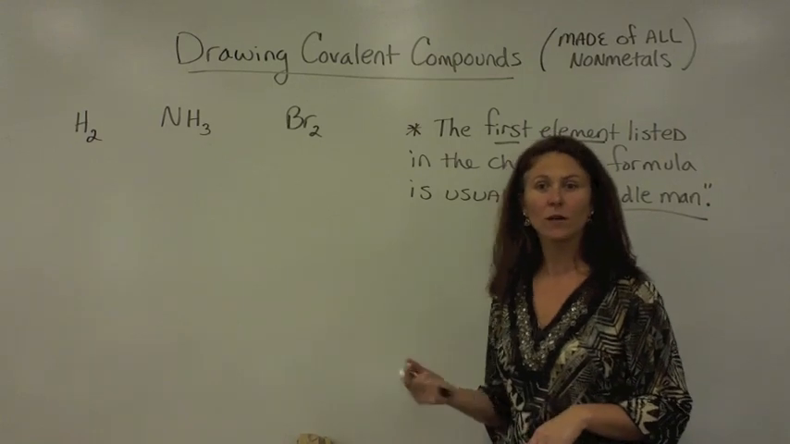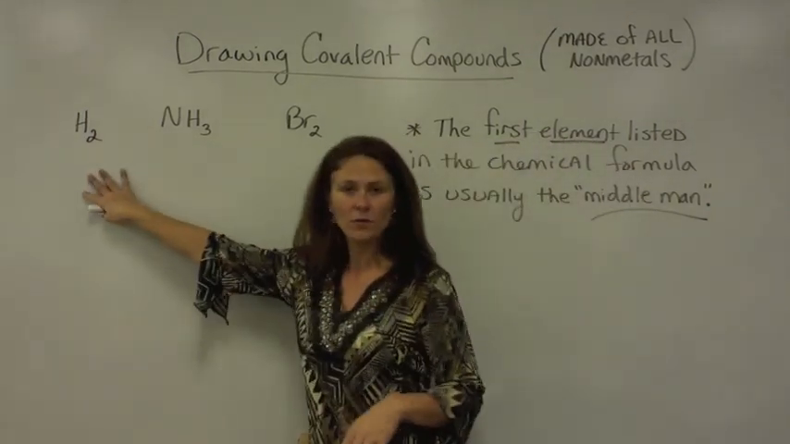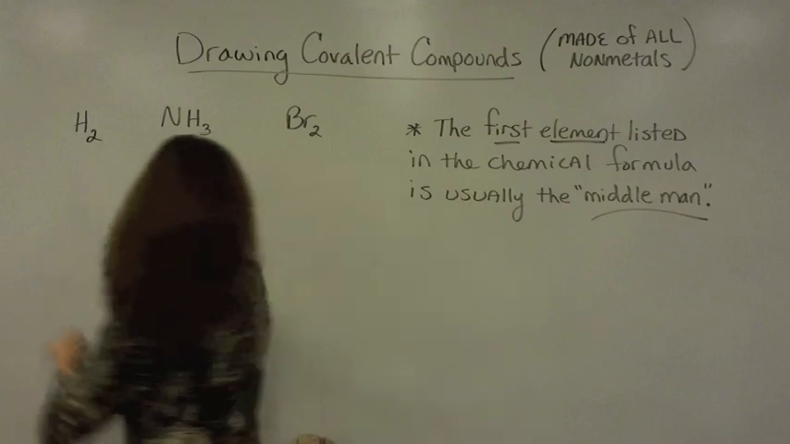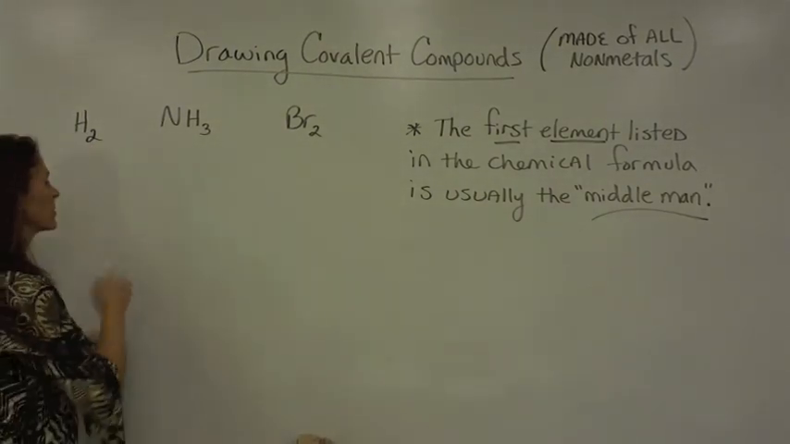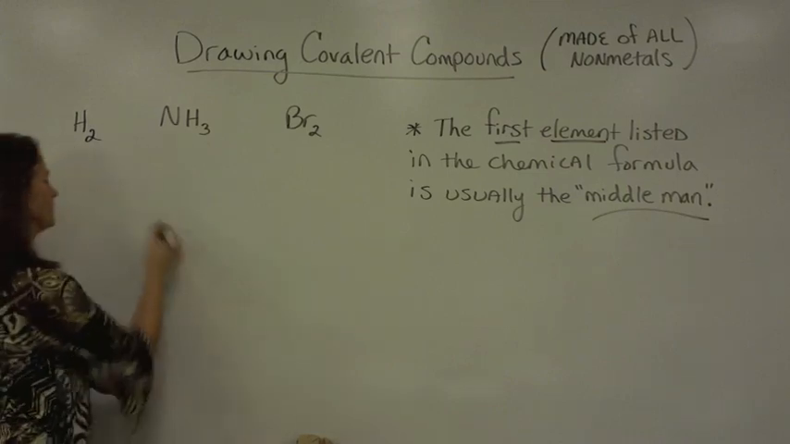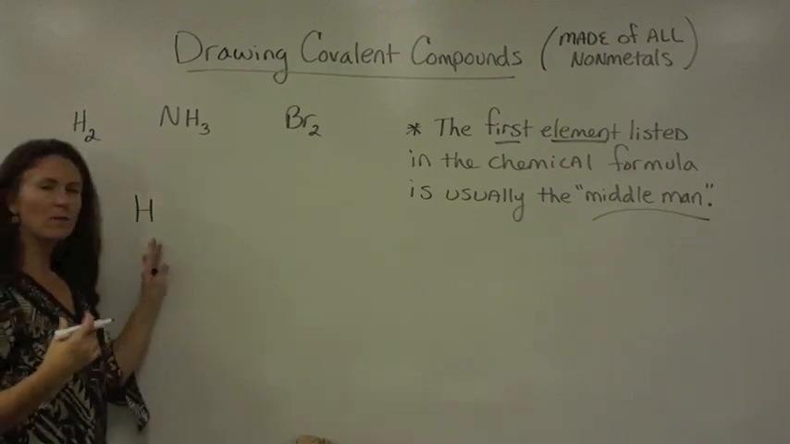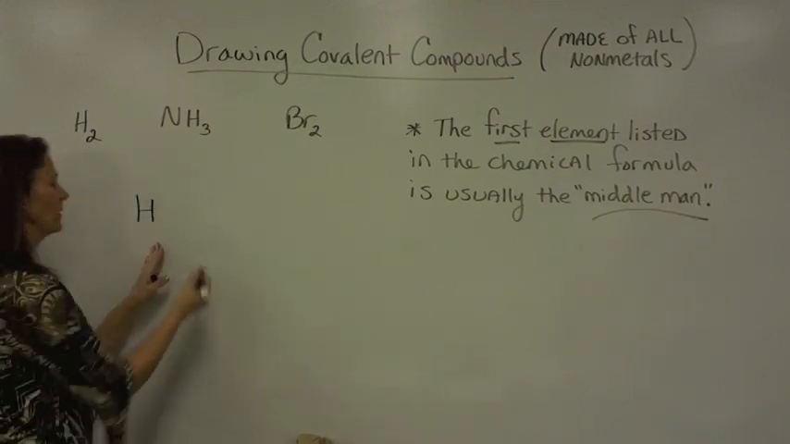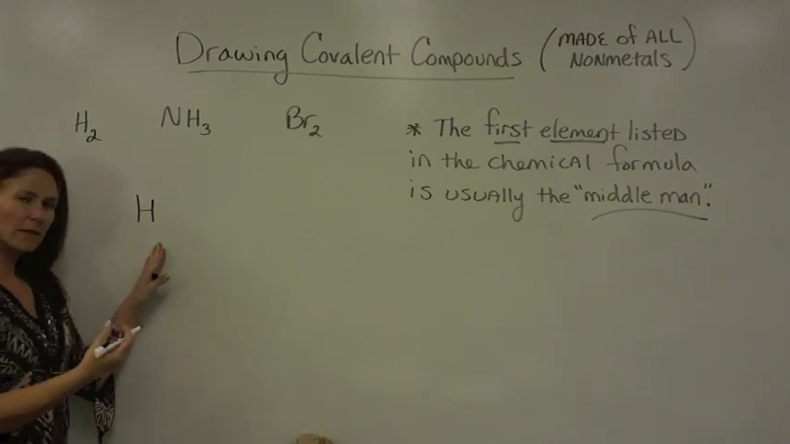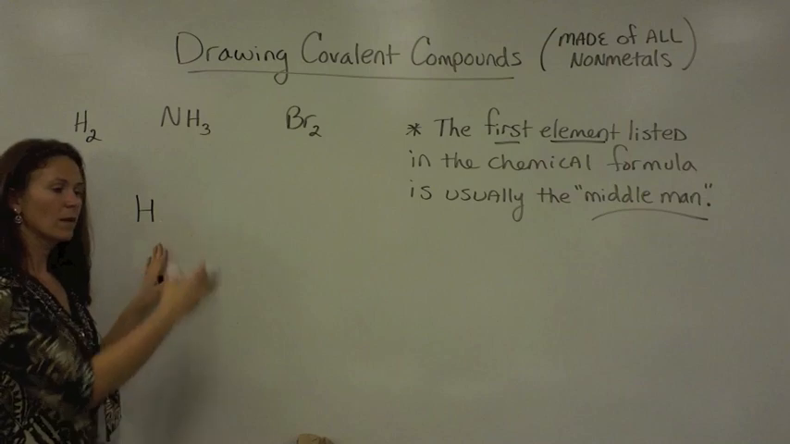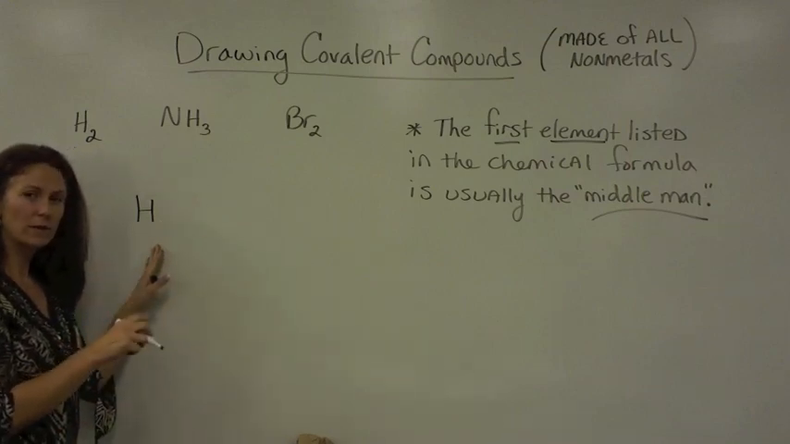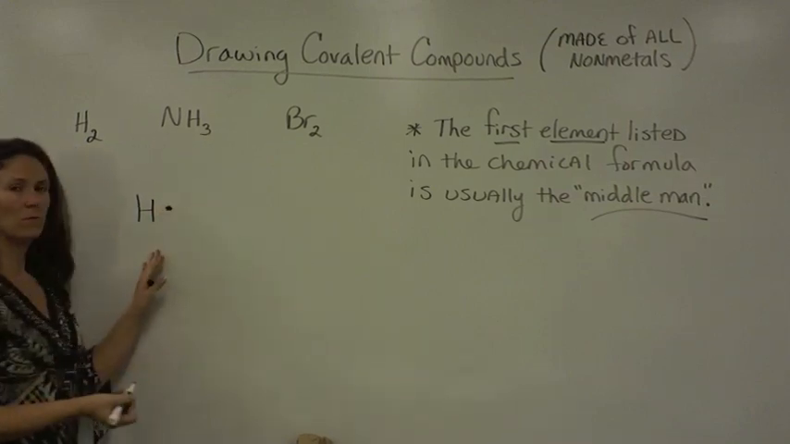Okay, the first one that we're going to draw is our hydrogen molecule. Hydrogen is a diatomic molecule, so all we have here is 2 atoms of hydrogen. First thing that we're going to do is write down the element symbol, and that will represent our nucleus of hydrogen. And now the amount of valence electrons that hydrogen has, you can obtain that by looking at the periodic chart. It's in group 1A, so it has 1 valence electron, 1 dot.